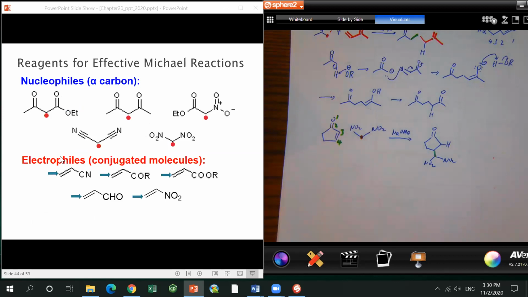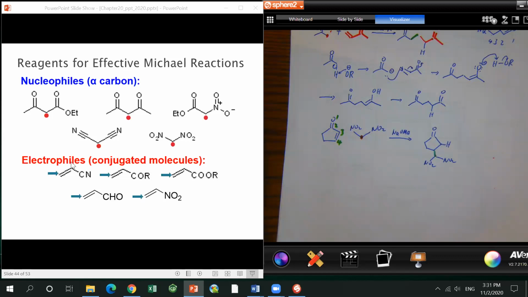The last thing is to show you all the possible reagents for the Michael addition, because Michael addition actually has a much broader scope. For the nucleophile case, you can use alpha beta carbonyl esters, beta keto esters, or beta diketones, or even nitro esters, dinitro compounds or nitrile compounds. So those are all good alpha nucleophile reagents.